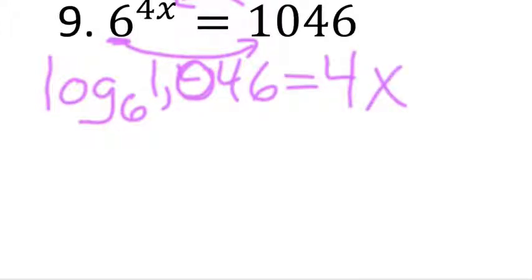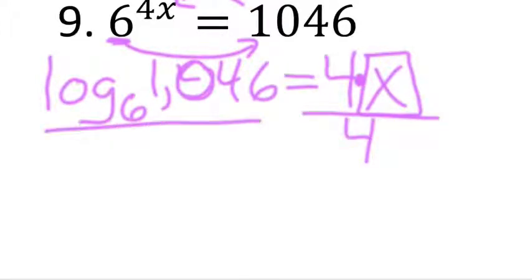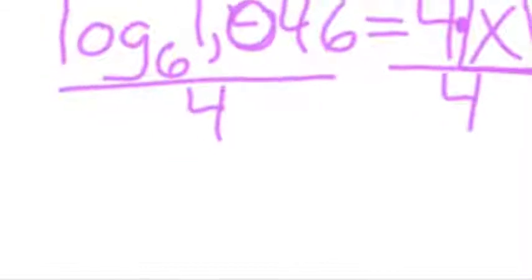Now we still can't figure out what x is because x is not by itself. So before we put anything in Desmos or our calculators, we're going to get x by itself. There's multiplication in between this 4 and this x, so we're going to divide by 4 and divide by 4. So now we can put it in our calculators or in Desmos.